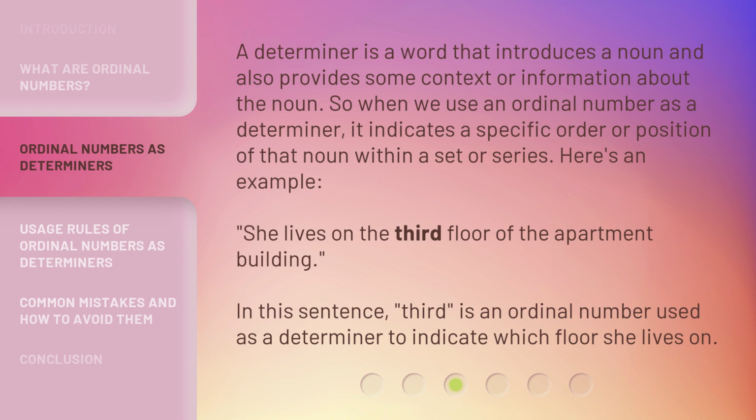A determiner is a word that introduces a noun and also provides some context or information about the noun. So when we use an ordinal number as a determiner, it indicates a specific order or position of that noun within a set or series. Here's an example. She lives on the third floor of the apartment building. In this sentence, third is an ordinal number used as a determiner to indicate which floor she lives on.